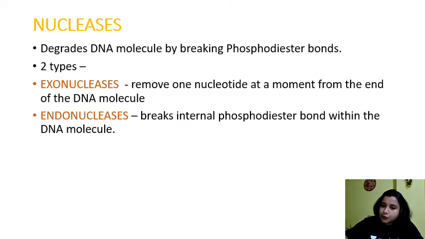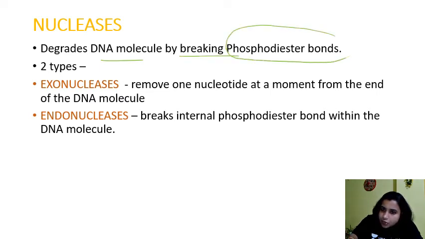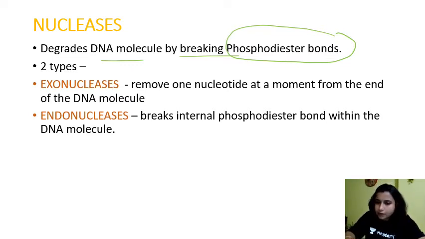Next, move to nucleases. Nucleases degrade DNA molecules by breaking the phosphodiester bond. So nucleases are the enzymes which actually break the DNA molecule. How does it break the DNA molecule? By digesting, or you can say by breaking the phosphodiester bond, right? So two types of nucleases are there. One is exonuclease, another is endonuclease.